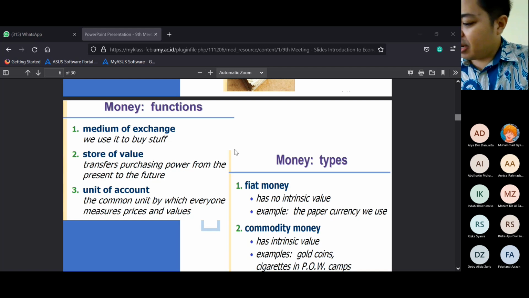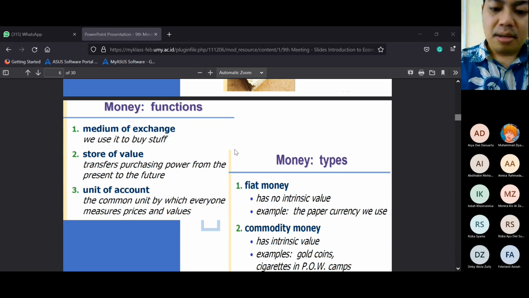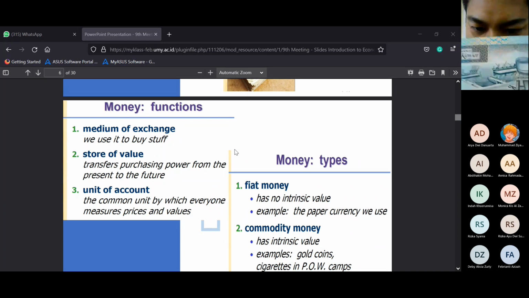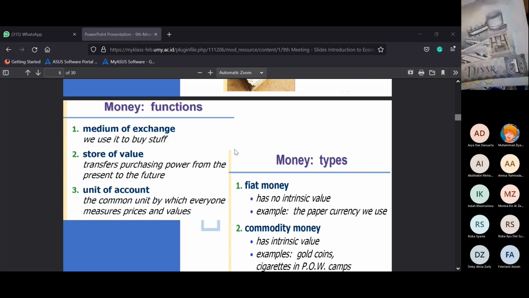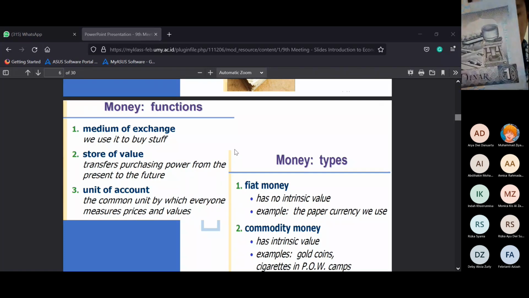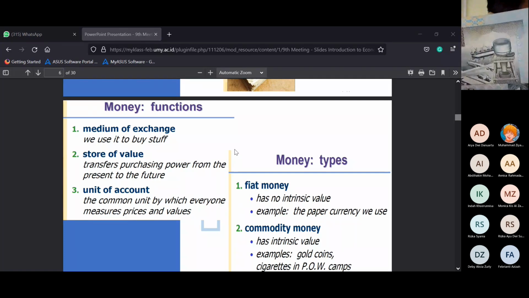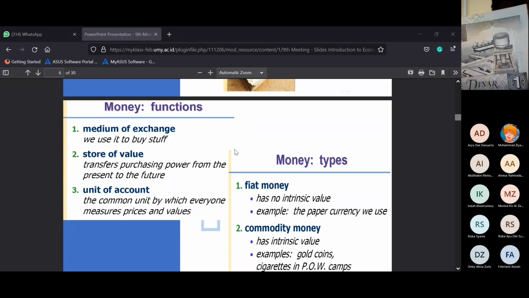I want to show you another example of money. Here, can you guess how much this money is? One dinar, sir. Which country has this money? Kuwait, sir. Yes, Kuwait.